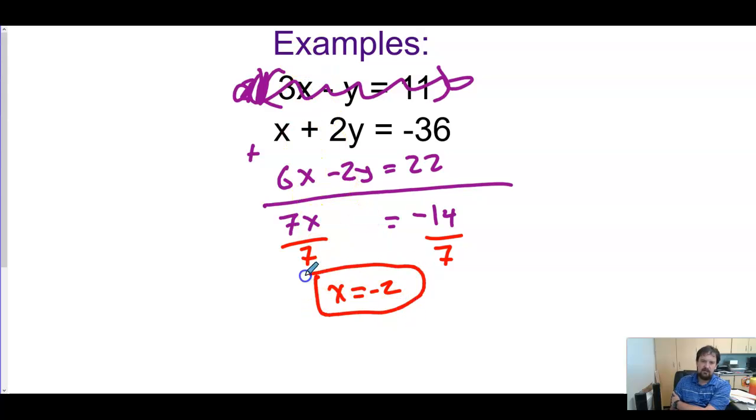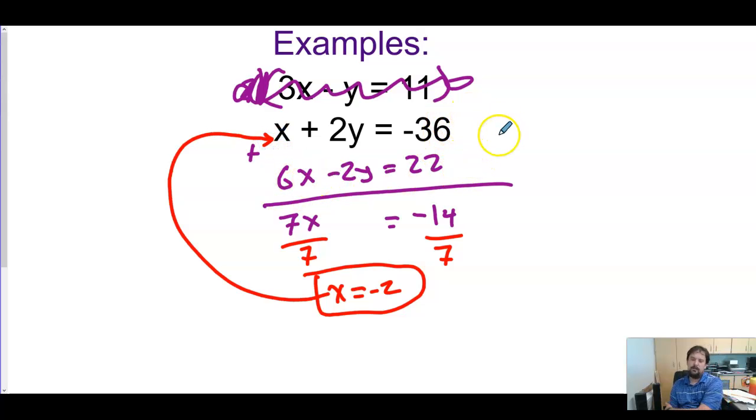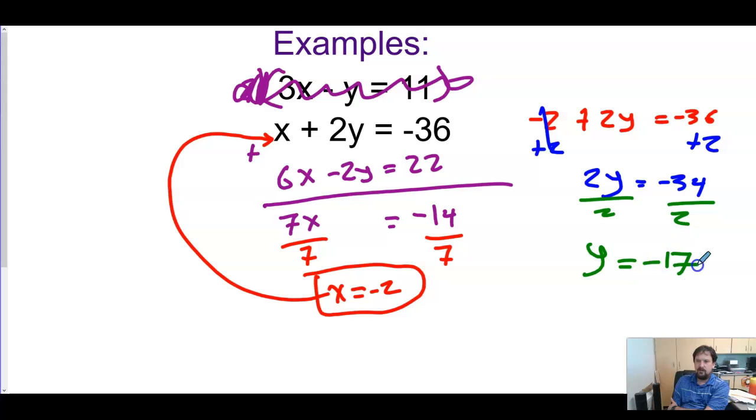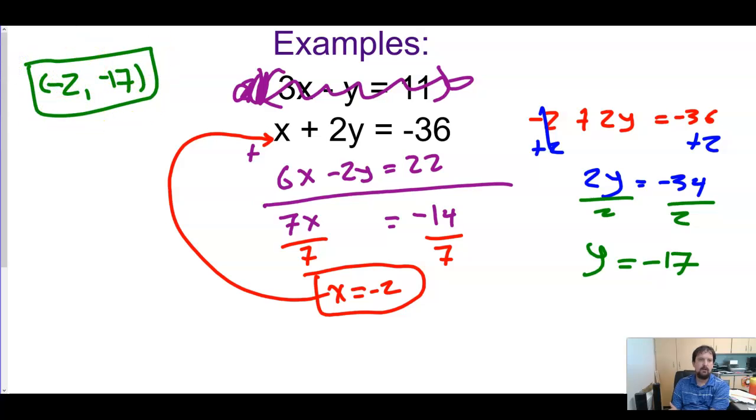Now let's go ahead and take this and plug it in. I'm going to plug it into this one. If you want to, you can plug it in here. It's totally up to you. I just try to look for one that I think is easier to work with. So we get negative 2 plus 2y equals negative 36. Let's go ahead and add 2 to both sides. So this disappears, and we get 2y equals negative 34. Divide both sides by 2, and y equals negative 17. Put it in coordinate form, we get negative 2, negative 17. And there we go. Okay, let's do one more.